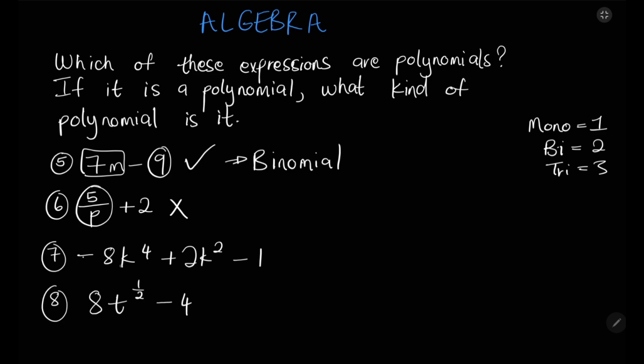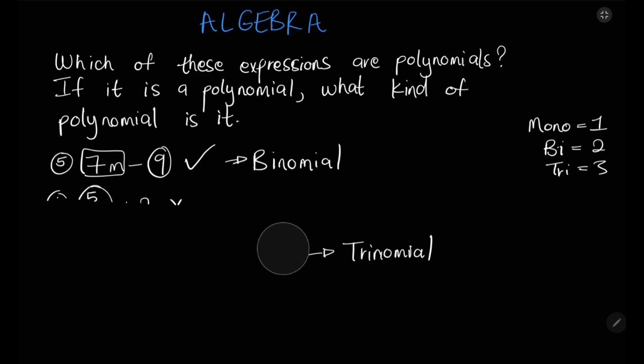Number 7, you have negative 8k to the power 4 plus 2k to the power 2 minus 1. Is this a polynomial? Yes. Why? Because there's no negative exponent or a fraction. What kind of polynomial is it? Let's count how many terms you have. You have 1, 2, 3. Remember, terms are separated by the plus or minus sign. So this is a trinomial. Number 8, we have 8t to the power 1 over 2 minus 4. Is this a polynomial? No. Why? Because you have a fraction there.